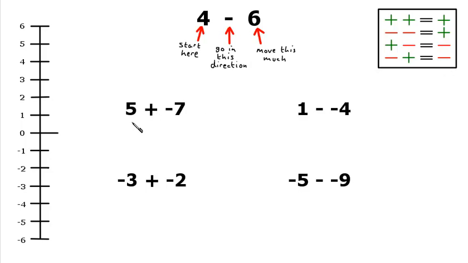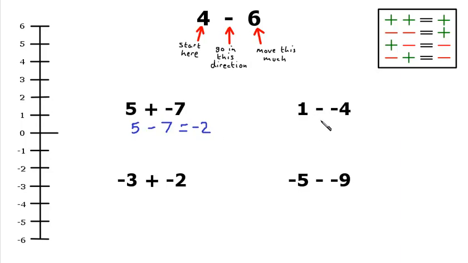So looking at this question, we've got a positive and a negative in the middle. So that here we can see is going to become a negative. That means this question is 5 take away 7. So we start at 5 on our number line, we go down 7, 1, 2, 3, 4, 5, 6, 7, and so the answer there is -2.